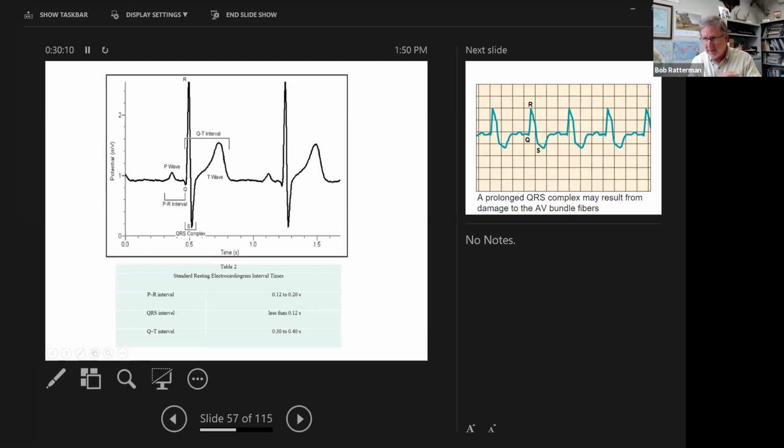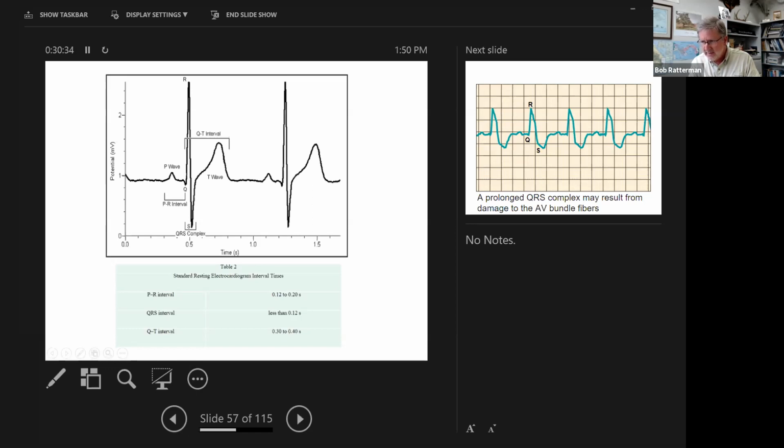So for example, this PR interval is from the beginning of the P wave, as you can see here, to where the R begins. They call it PR, but it's really kind of like P to Q. Don't ask me why they call it PR, but they do. And that should be somewhere between 120 and 200 milliseconds.